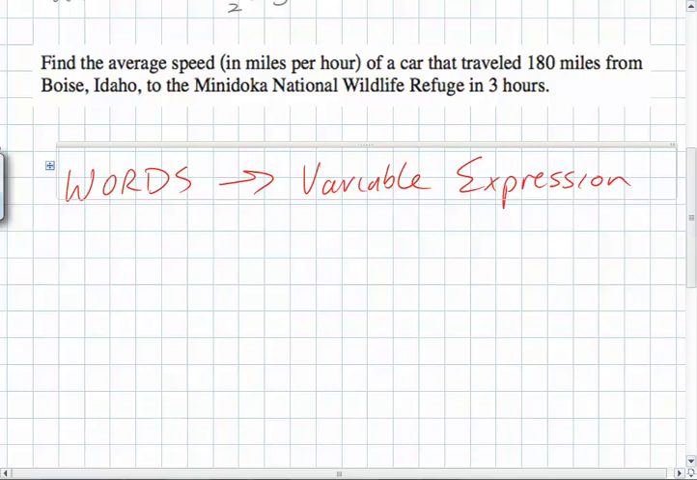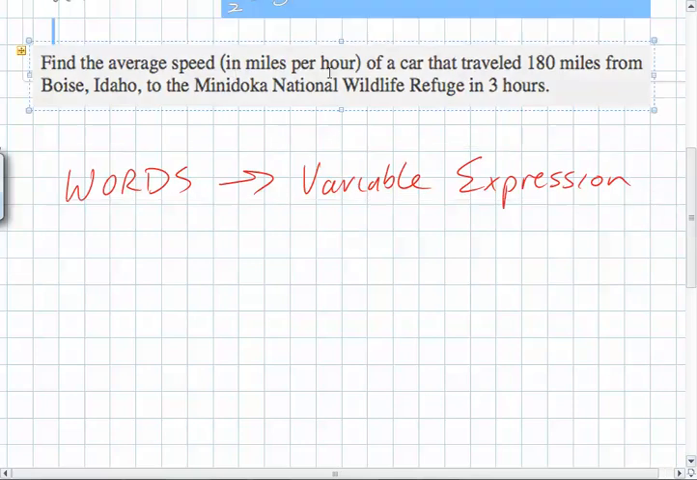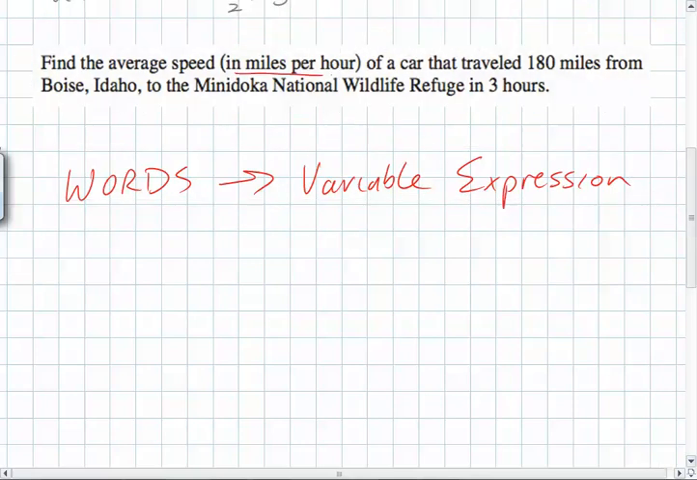So in this case, we're going to try to find the average speed in miles per hour of a car that has traveled 180 miles from Boise to Minidoka National Wildlife Refuge in 3 hours. You're going to use the equation, which many of you are familiar with, which is distance equals rate times time, and isolate the r, which is the rate. In this case, we're looking at average rate because we have the overall distance and how long it took. You can speed up and slow down during a trip and still find an average rate.